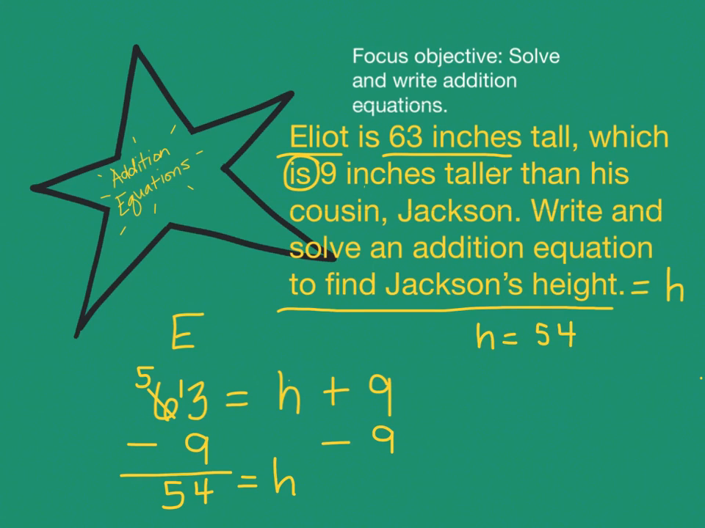To now check my solution, 54 plus 9 is equal to 63. All right, we got our answer correct.